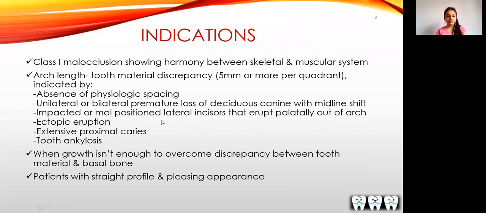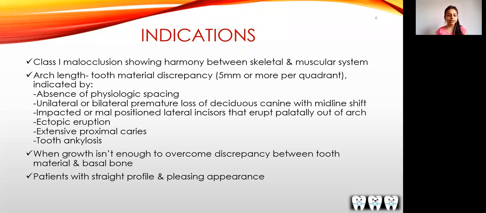So these are the indications of serial extraction. It is indicated in case of class 1 malocclusion, where we see harmony between the skeletal and the muscular system. In case of arch length tooth material discrepancy, which is 5 millimeter or more per quadrant, which is indicated by absence of physiological spacing or unilateral or bilateral premature loss of deciduous canine with the midline shift, impacted or malpositioned lateral incisor that will erupt palatally out of arch.